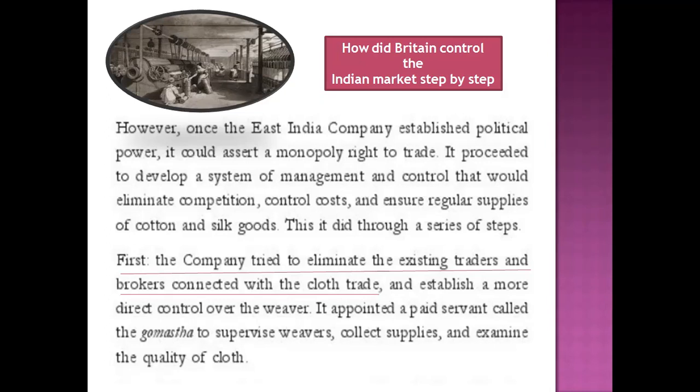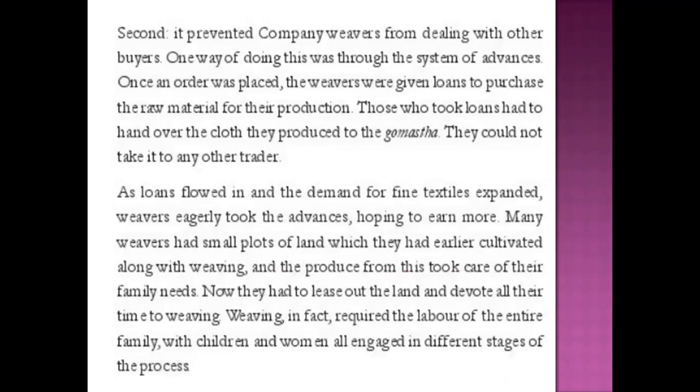Now these weavers don't have contact with any other traders, and the Gomastha is the supervisor, deciding how much the weavers should work, to whom they should sell, and at what cost they should sell. Everything is under their control. Second, it prevented company weavers from dealing with other buyers. They stopped them. So they don't have any choice for bargaining.